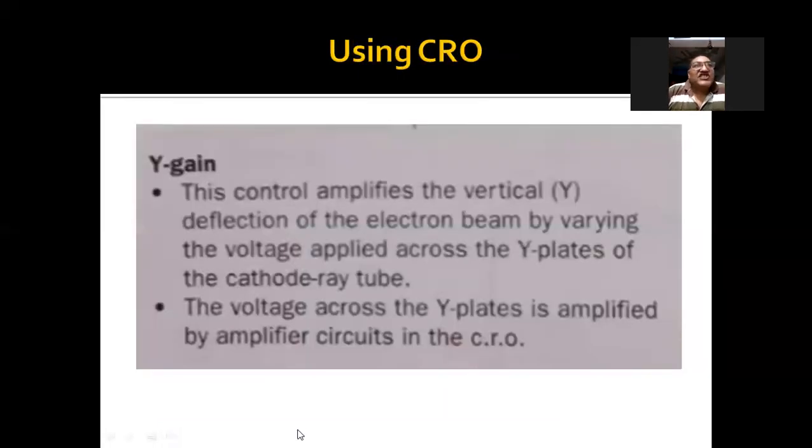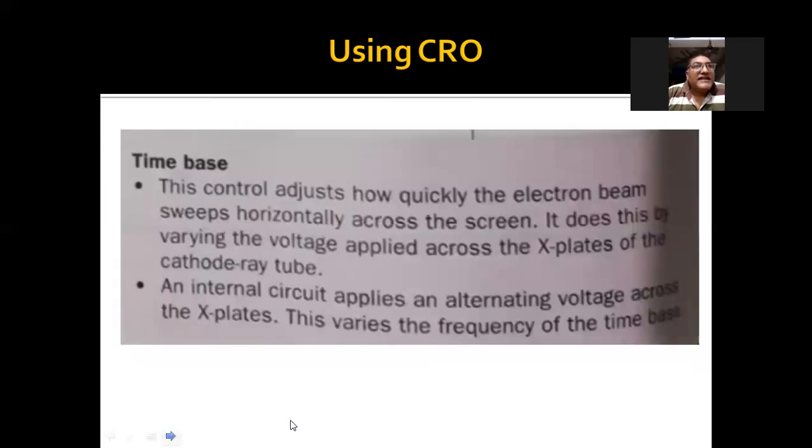Y gain: this control amplifies the vertical Y deflection of the electron beam by varying the voltage applied across the Y plates of the cathode ray tube. The voltage across the Y plates is amplified by amplifier circuits in the CRO. Time base: this control adjusts how quickly the electron beam sweeps horizontally across the screen. It does this by varying the voltage applied across the X plates of the cathode ray tube. The internal circuit applies an alternating voltage across the X plates. This varies the frequency of the time base. We will go into further detail in the next slides.